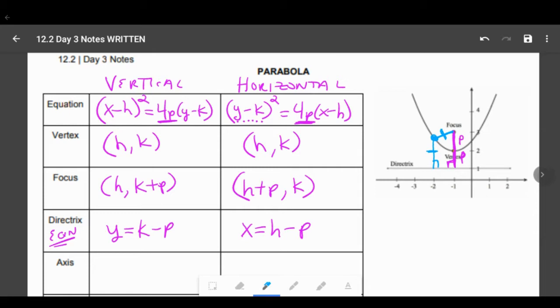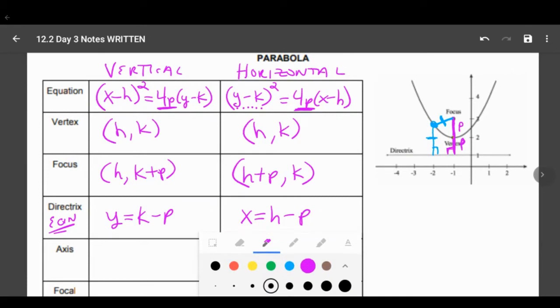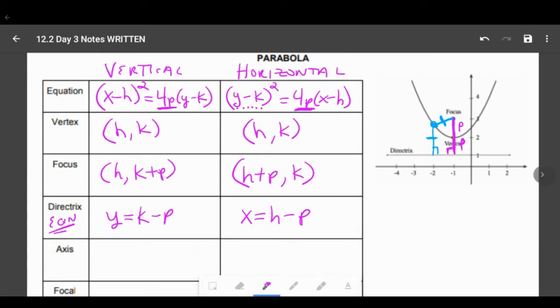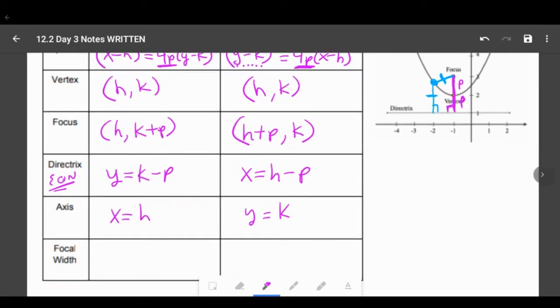Okay, so that's an important significance in terms of drawing your graphs, which we'll look at later on. Now back to our chart here. If you look at the axis, that's just like you've been doing since algebra class. That's always just x equals h, whatever the x coordinate is of the vertex. And this is always going to be y equals k. A little bit different there, but we're looking at the y coordinate, and we'll get to all that stuff later on. Last thing is the focal width.